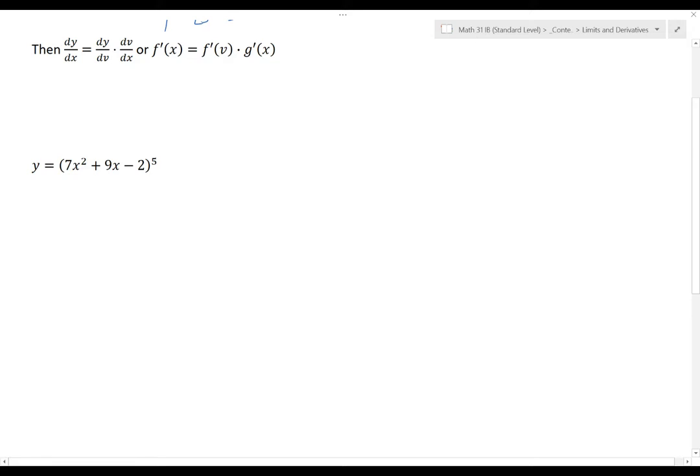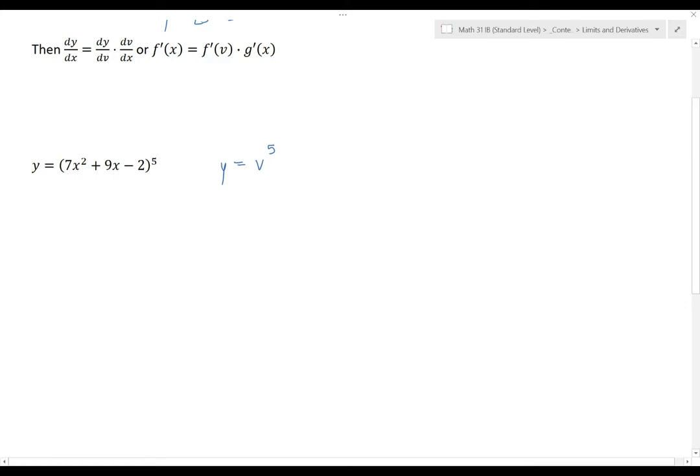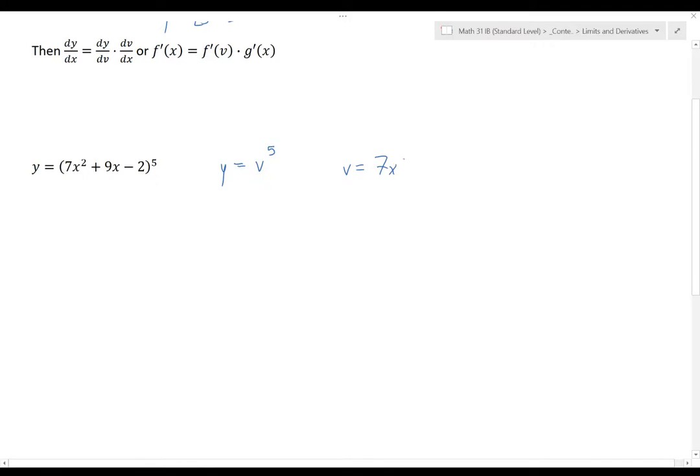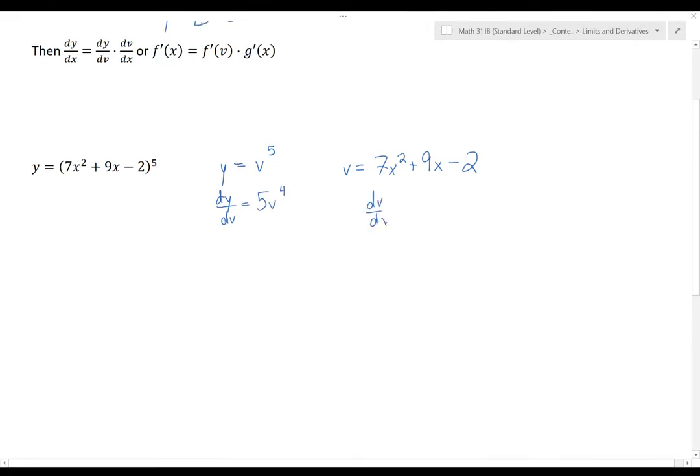It says, look, in this case, y is some function of v, and that basic outer function here is raising something to the power of 5. That's the exterior function. Inside of that, I have another function, and we'll call that v. So v is 7x squared plus 9x minus 2. That's what's being raised to the power of 5. Now, if I consider dy/dv, that's simply going to be 5v to the power of 4. And dv/dx, well, that's 14x plus 9.